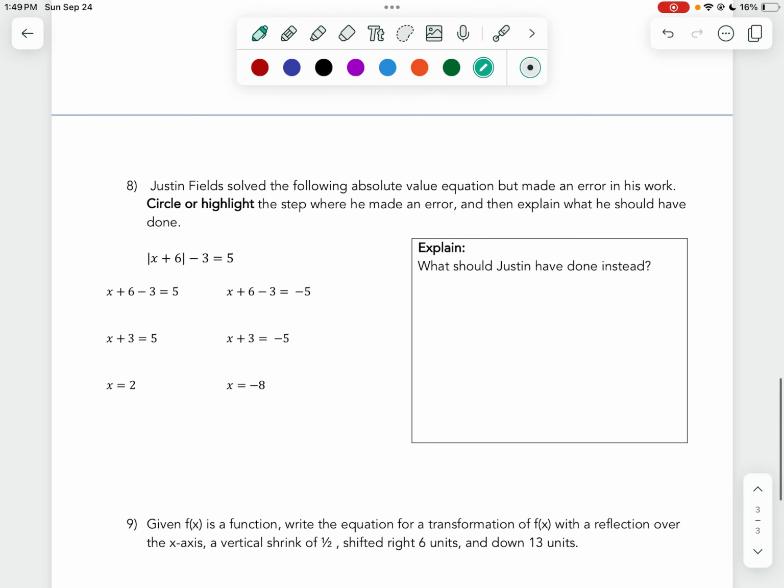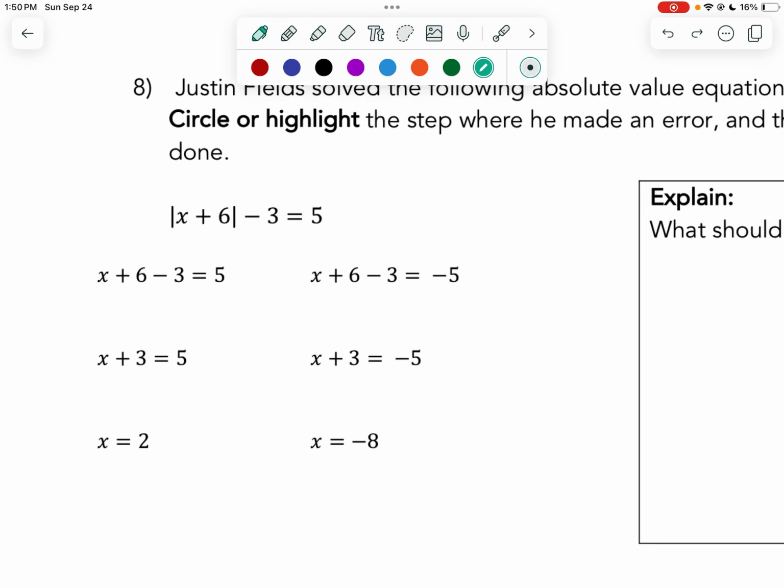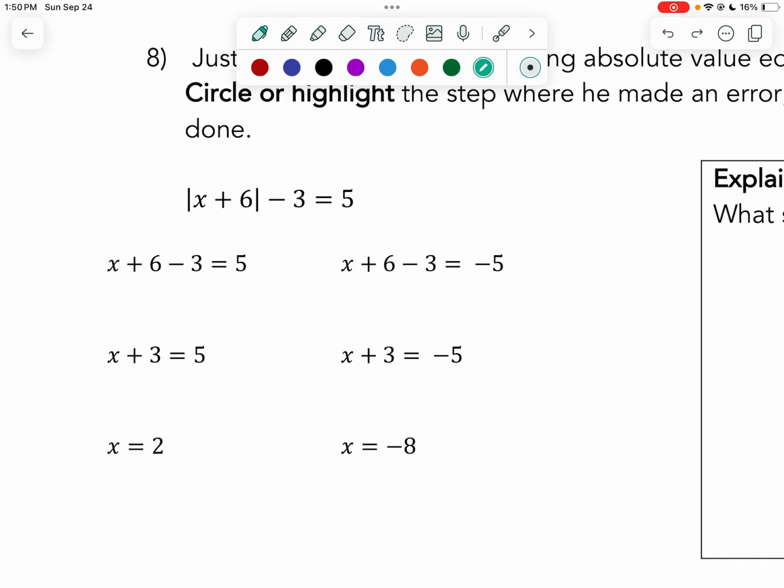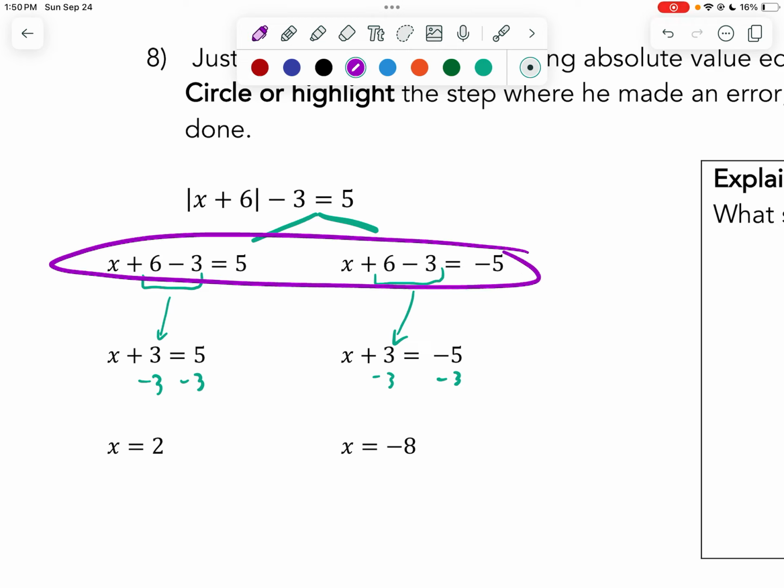Last page. So Justin Fields solved the following absolute value equation. So here's the equation he was supposed to solve. But he made an error in his work. So circle or highlight the step where he made an error and then explain what he should have done. So when you look at this problem, this means he branched it out right away and he dropped the absolute value symbols. Okay, and then it looks like he combined like terms, to get the 3 and over here too. And then he subtracted 3 and he got his answers, right? He didn't do any adding or subtracting wrong. But what he did do wrong was kind of in this very first step.